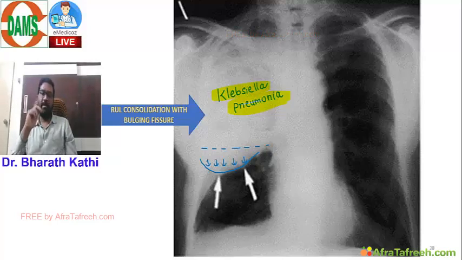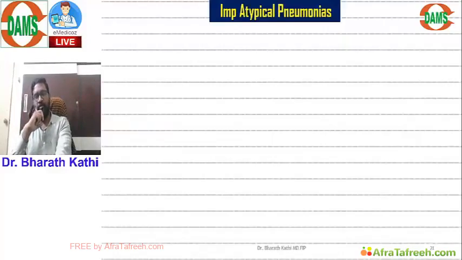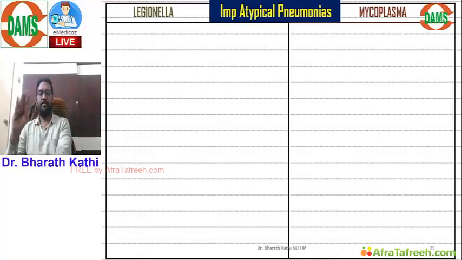That is typical pattern. Now coming to atypical pattern. In atypical pattern, we are having two. One is Legionella and other is Mycoplasma. Again, there are few similar features and there are few differentiating features.